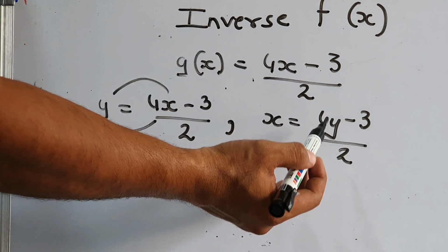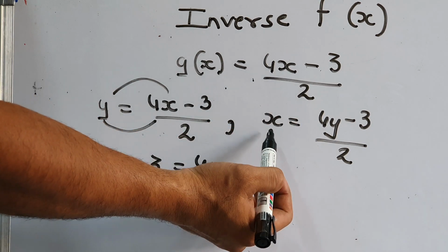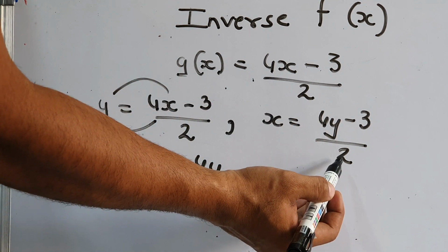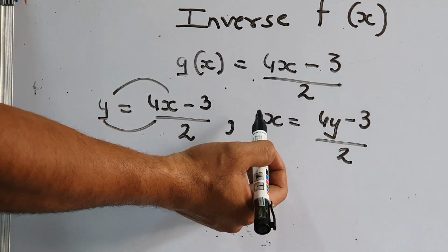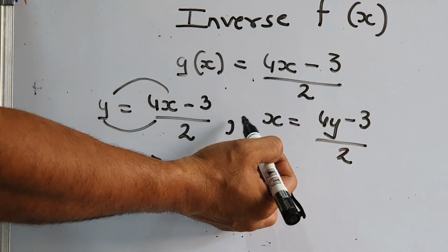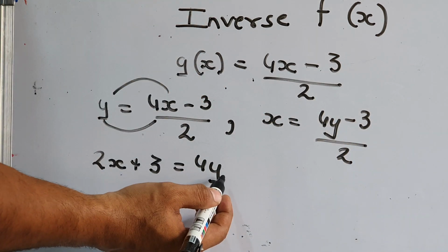original equation. Second equation, I swap x with y. So x which was on the right hand side came to the left hand side and y which was on the left hand side went to right hand side. Now 2 is divided. When division is brought here, it becomes multiplication. When minus is brought the other side of equal to sign, it becomes plus. So I got 2x plus 3 is equal to 4y.